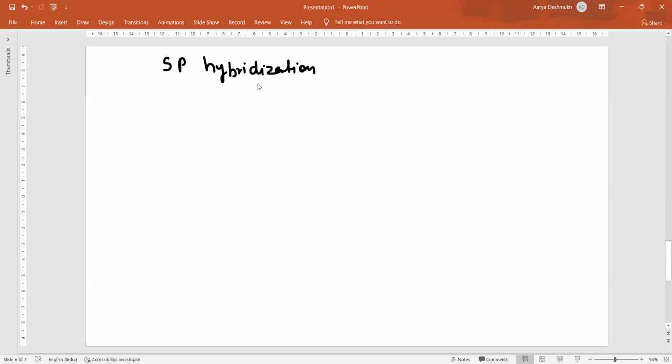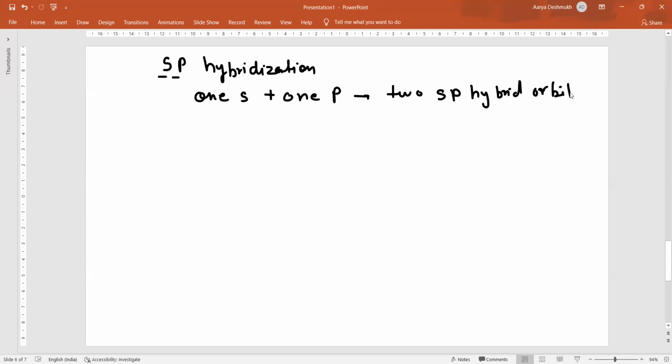So sp hybridization: in this type of hybridization, as the name says, 1s and 1p orbitals undergo mixing and recasting to form two sp hybrid orbitals of the same energy and shape. Now the two hybrid orbitals are placed at an angle of 180 degrees. So here the angle is 180.